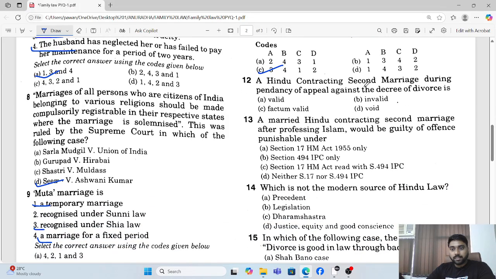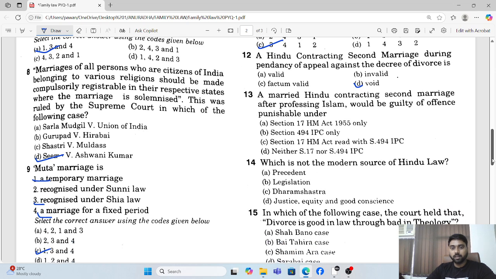A Hindu contracting a second marriage during the pendency of an appeal against the decree of divorce. So that marriage is void. What about the second marriage? That marriage is definitely void, because until you get the complete decree without any appeal, you cannot be said to be single. You are still married until you get the decree of divorce and the appeal period has run out.